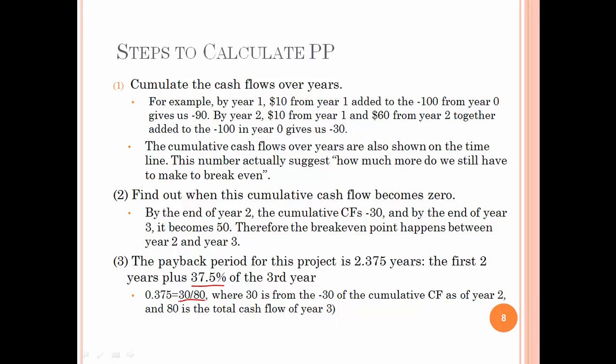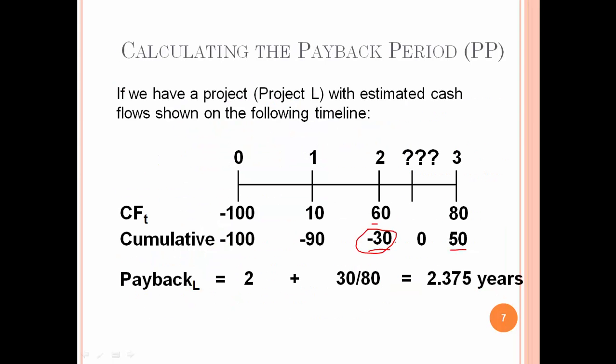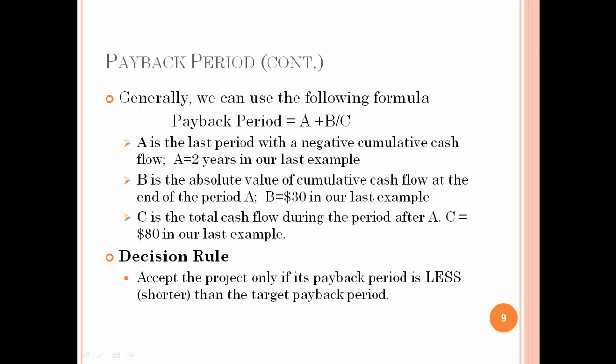So 30 divided by 80, we have 37.5% of third year added to the first 2 years, and that's why we have 2.375 years as the payback for this project. Generally, we use the following formula. As you see, I have A plus B divided by C. So apparently we need to know what is A, what is B, and what is C.